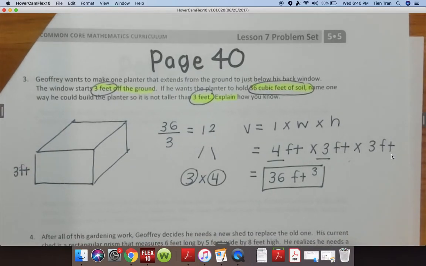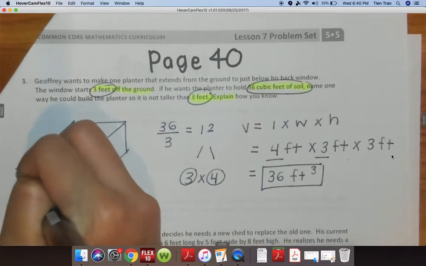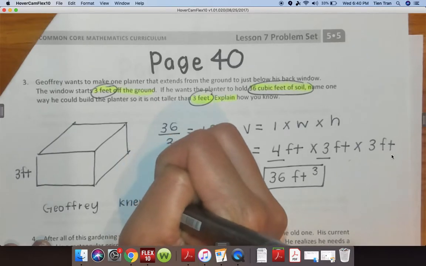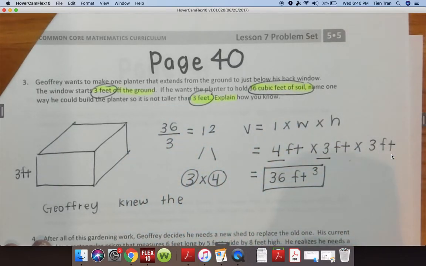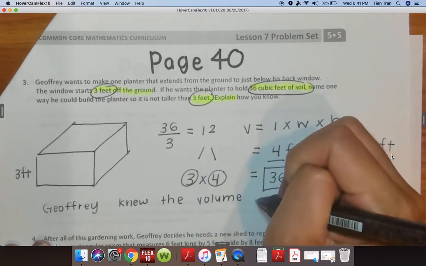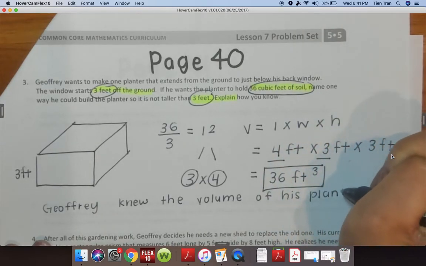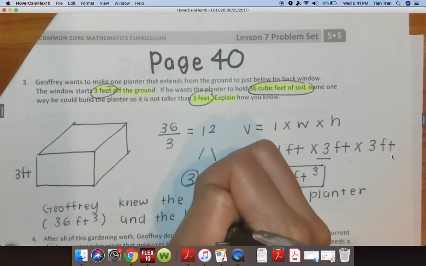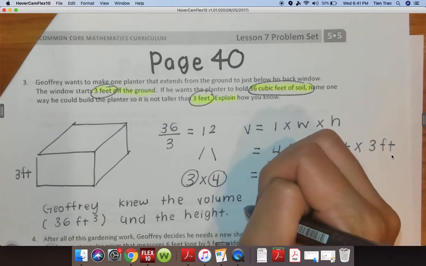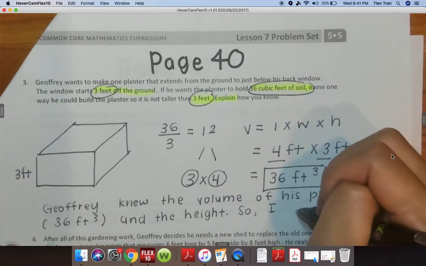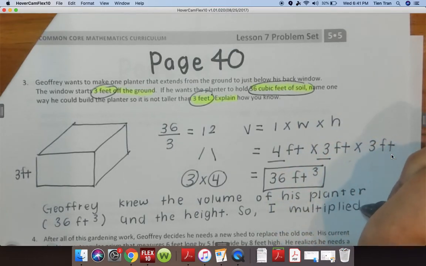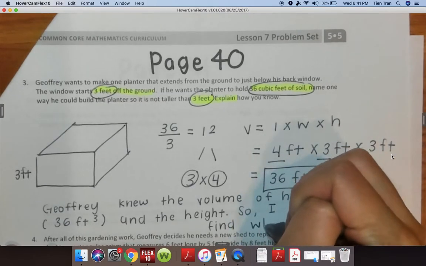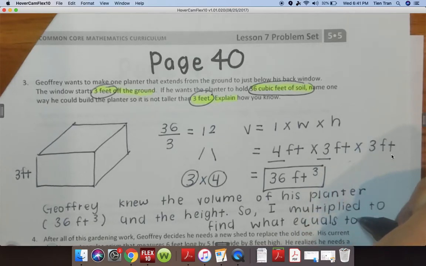Okay, now they asked me to explain how I knew. So Jeffrey knew the volume of his planter, 36 feet cubed, and the height. So I multiplied to find what equals 12.